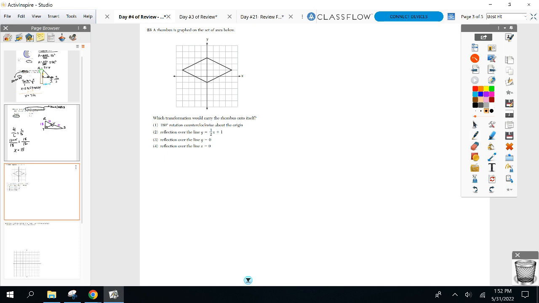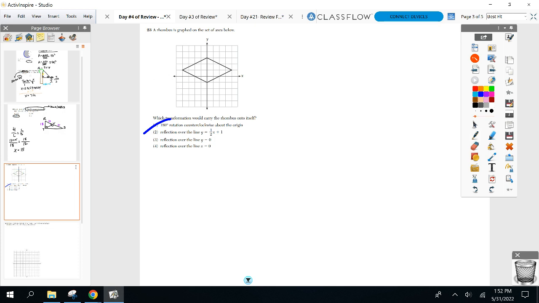The answer would be no. Here's why. Take that vertex right there. 180 degrees. What quadrant would it end up in? 90, 180. It ends up over here, and I don't have any point there. So everyone see why that one is out. What about a reflection over 1/2 x plus 1?